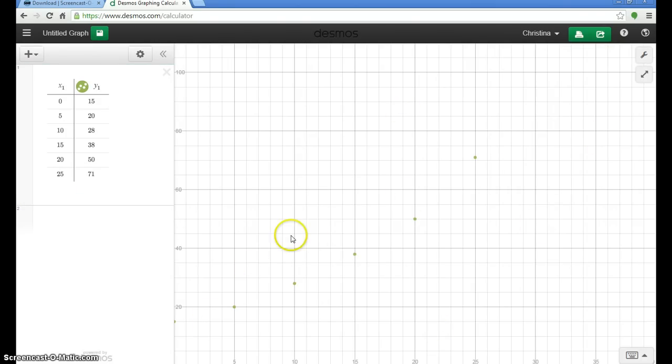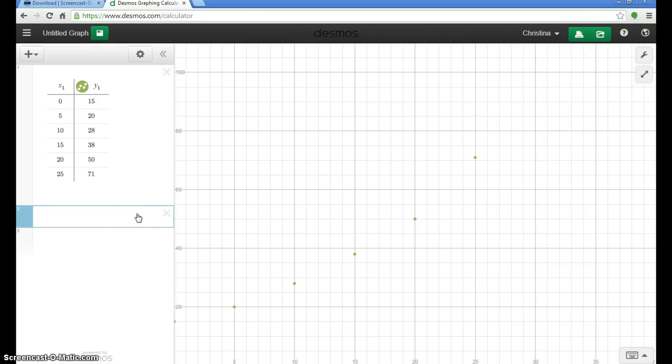Now, in order to predict what this point is going to be in 2020, so that would be somewhere over here, I have to figure out what type of line this is going to be. So right now, it looks exponential. It looks like they're increasing exponentially. So I'm going to click on another box here.